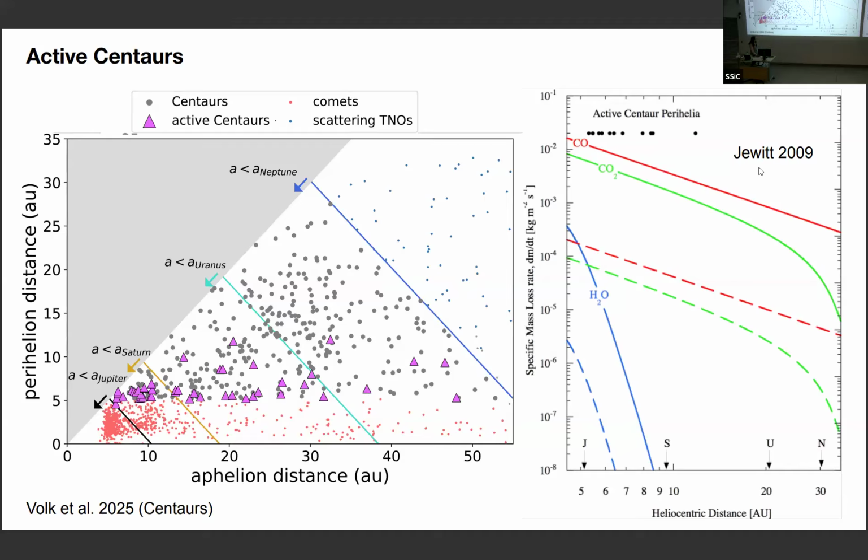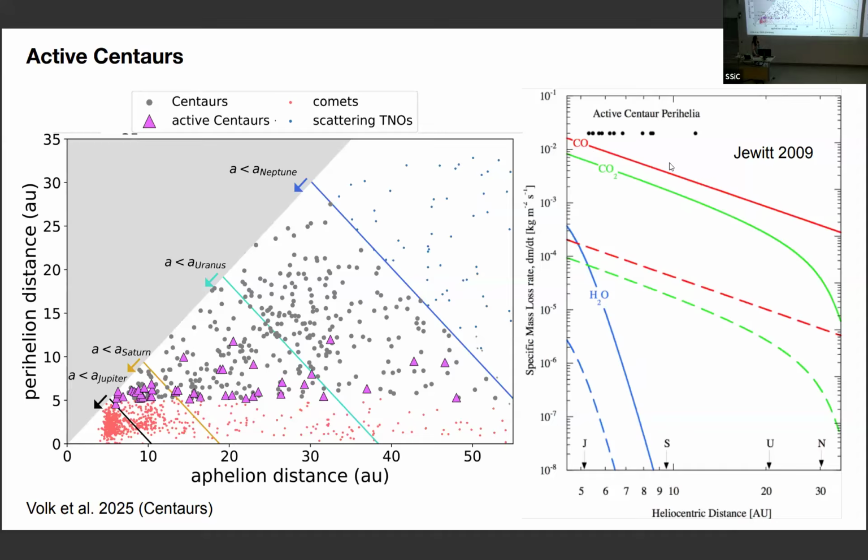And this was noted a while ago. So Jewitt 2009 was the active centaurs paper. And at the time, here were the perihelion distances of the active centaurs compared to expected mass loss sublimation curves versus distance for common volatiles in the outer solar system. So the thing of note here, water, which is the thing that drives most of the inner solar system cometary activity, just doesn't really matter outside of Jupiter's orbit. It's just not enough energy to have significant sublimation there.